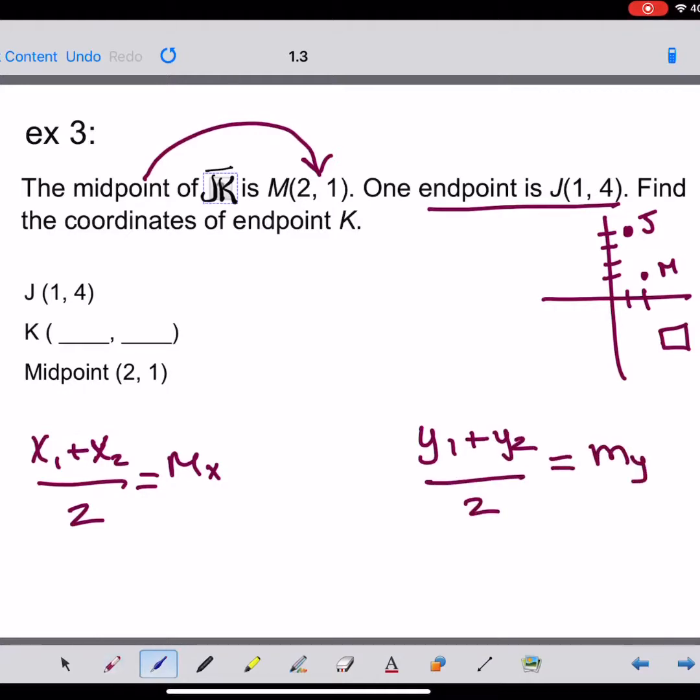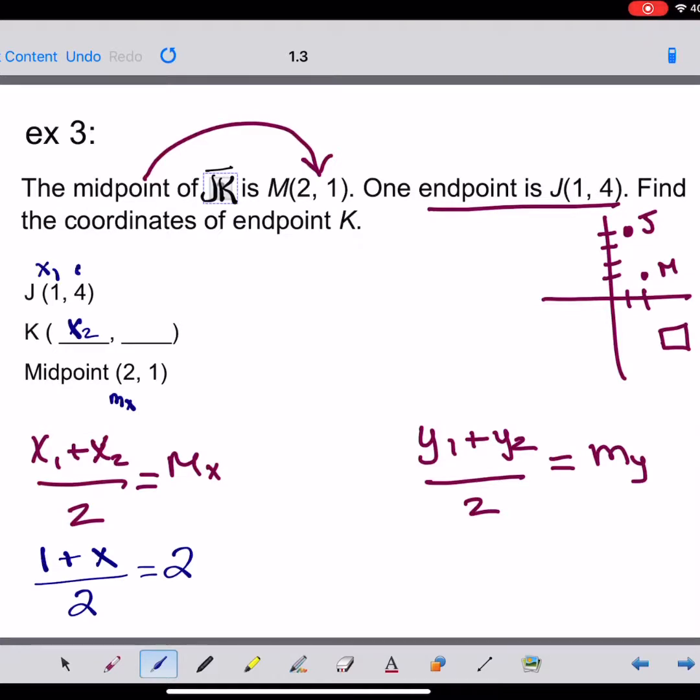All right, so my x1 value is 1. I'm going to plug that in. My x2 value is unknown, so I'm going to represent that with an unknown number of x, a variable. My midpoint, I know that. My midpoint value is 2, and of course (1 plus x) divided by 2. So that is my initial setup.